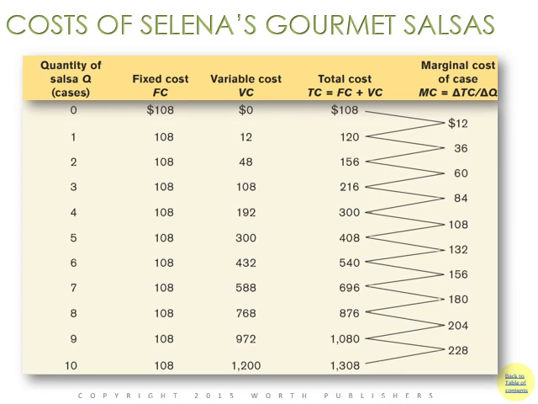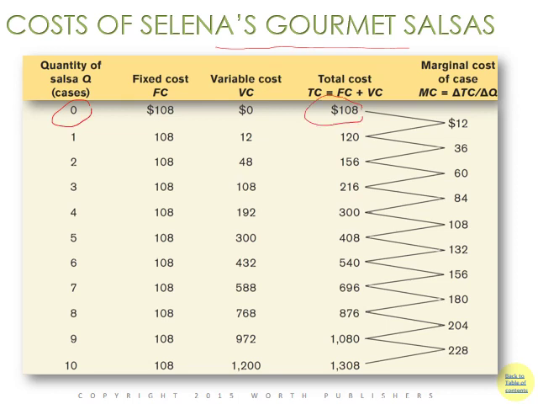Now the textbook changes to a second example, to Selena's Gourmet Salsa firm. And in this case, you can see it starts not with the production relationship, but it just gives us a total cost function. So if we don't produce any salsa, our total cost is $108.